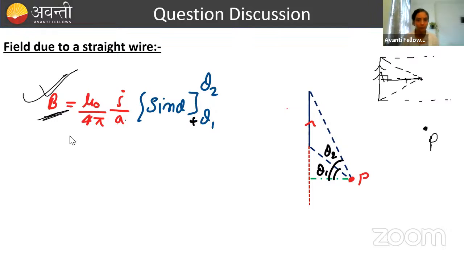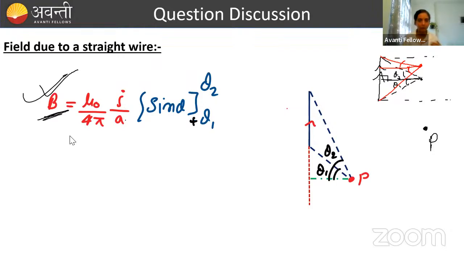Done. This is the current flowing. We will call the angles theta 1 and theta 2, and we will put in the formula mu naught I by 4 pi d times sine theta 1 plus sine theta 2. Again, even if the point is somewhere here, we will draw a line from here to here, again draw a perpendicular like this, call the angles theta 1 and theta 2, put in the formula, and get the answer, right?